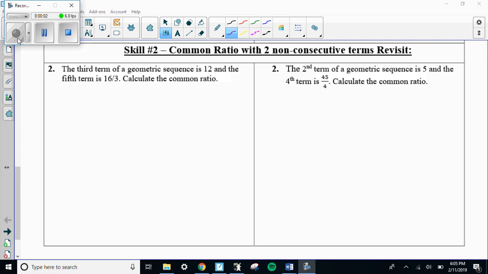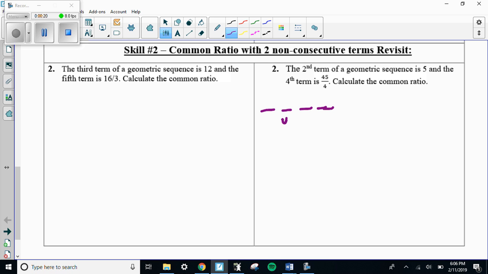So you're watching this video because you answered number 2 incorrectly about finding a common ratio of two non-consecutive terms in a geometric sequence. So in order to do this, first we're going to have to actually draw this to illustrate the sequence. So we have U1, U2, U3, U4.